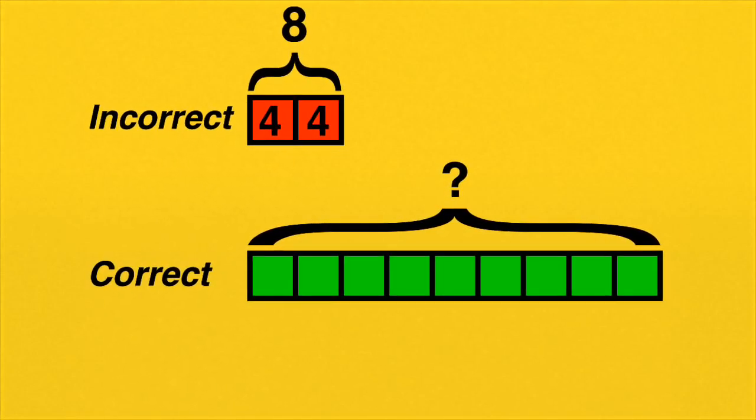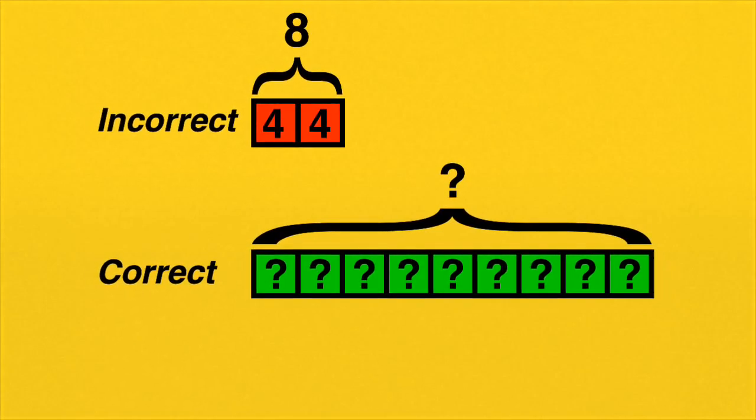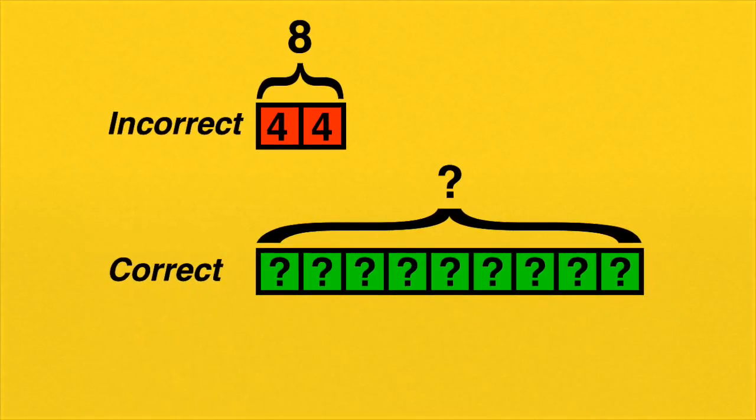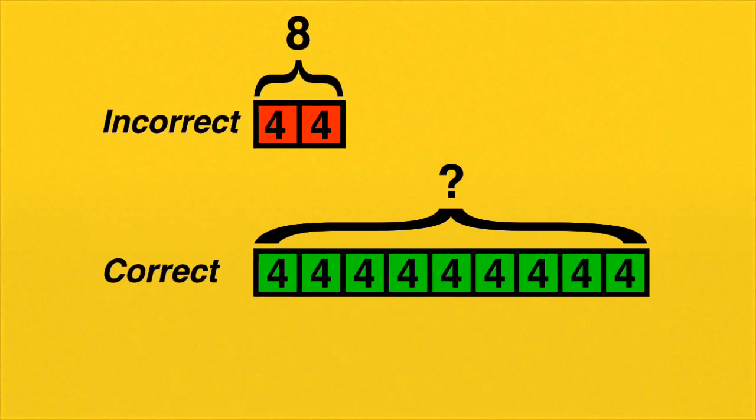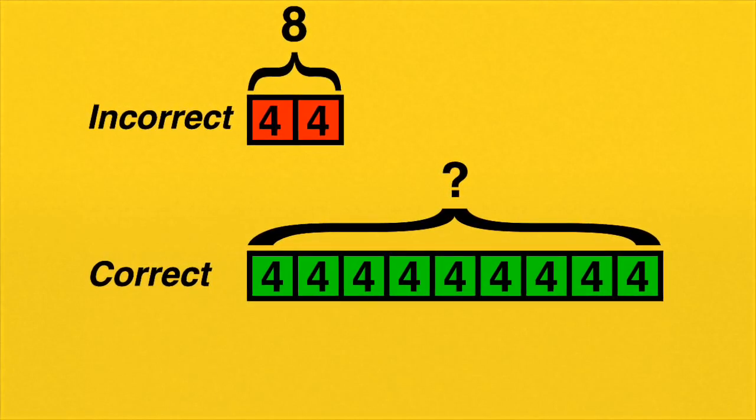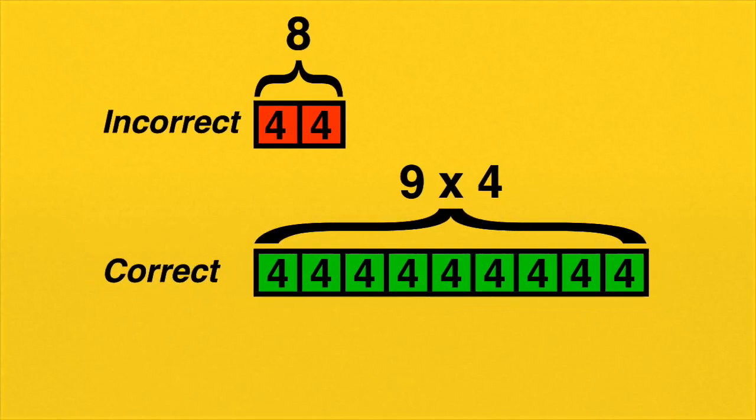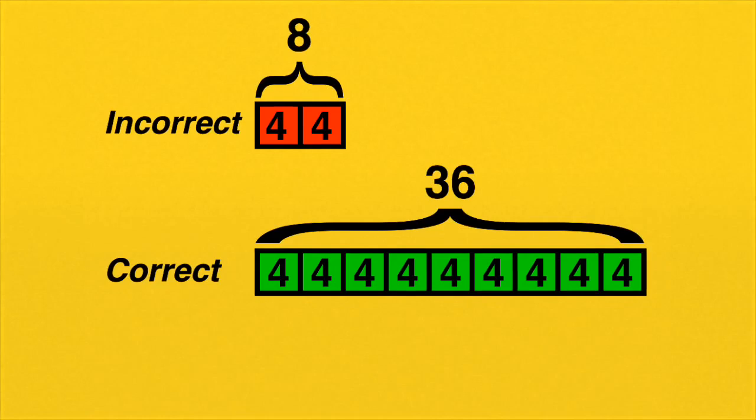And again, this helps us for the rest of the problem, because now knowing that each unit is worth 4, we can plug that in for every other unit. So to find out the total of correct, we can add up 4 nine times, or we can just say, hey, 9 groups of 4 is the same as saying 9 times 4, which is 36.